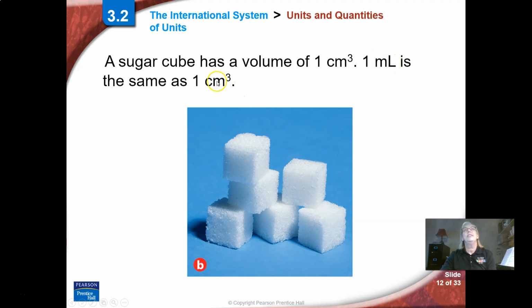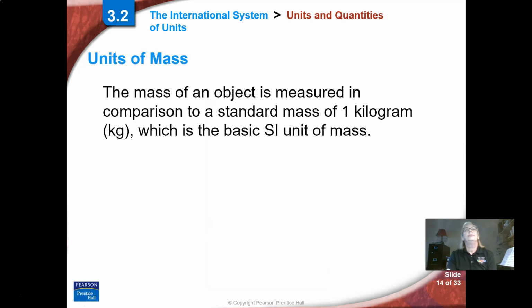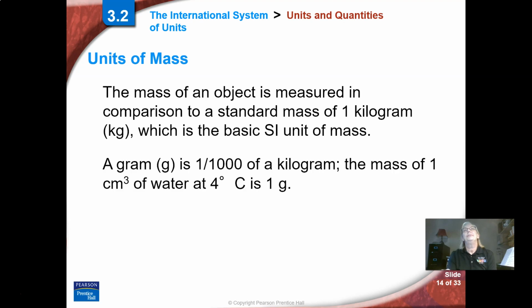I usually have this on the final exam. 1 milliliter is equal to 1 cubic centimeter. We'll get used to that. And you know a 2-liter bottle has 2 liters in it. So that's the volume of a liter. We use mass, we use kilogram. And 1 gram is the mass of 1 cubic centimeter, so they're equivalent to each other. So that volume of sugar cube, if you had that in water, it would be 1 gram.